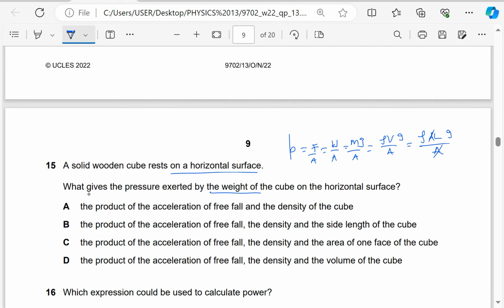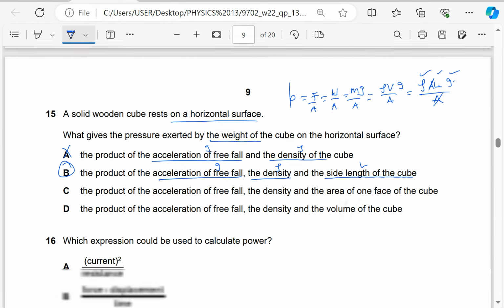So let's see what is given here. The product of the acceleration of free fall, which is g, and the density, which is rho. So g and rho do not give pressure. The product of the acceleration of free fall g, the density rho, and the side length L of the cube. So that is rho L g. So the answer is going to be B.